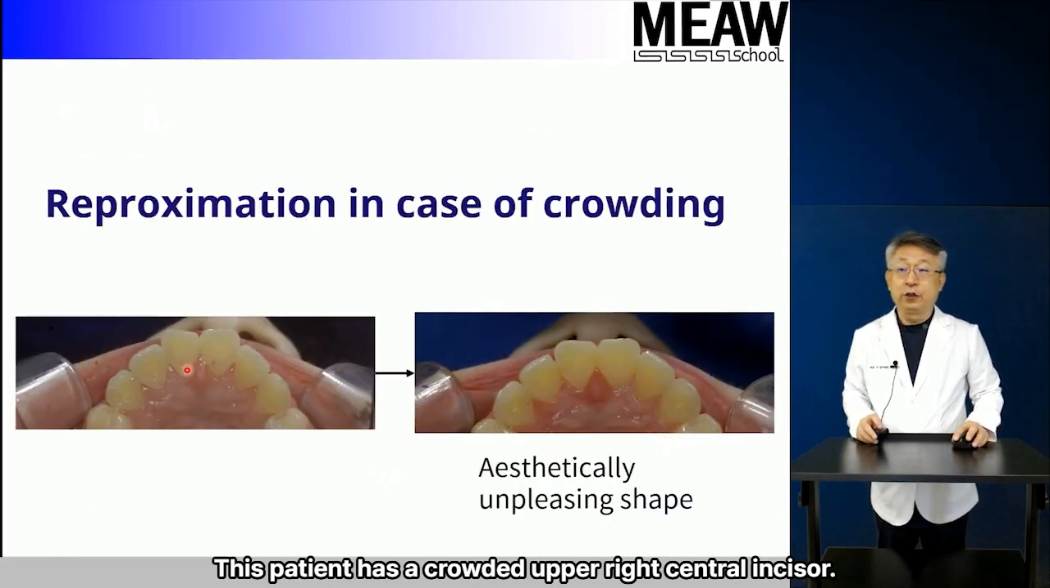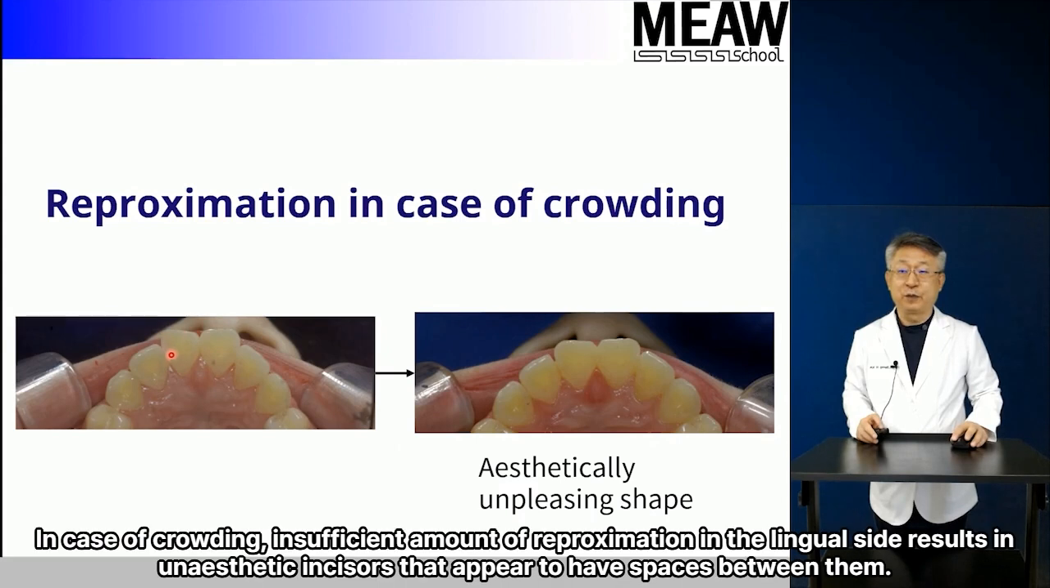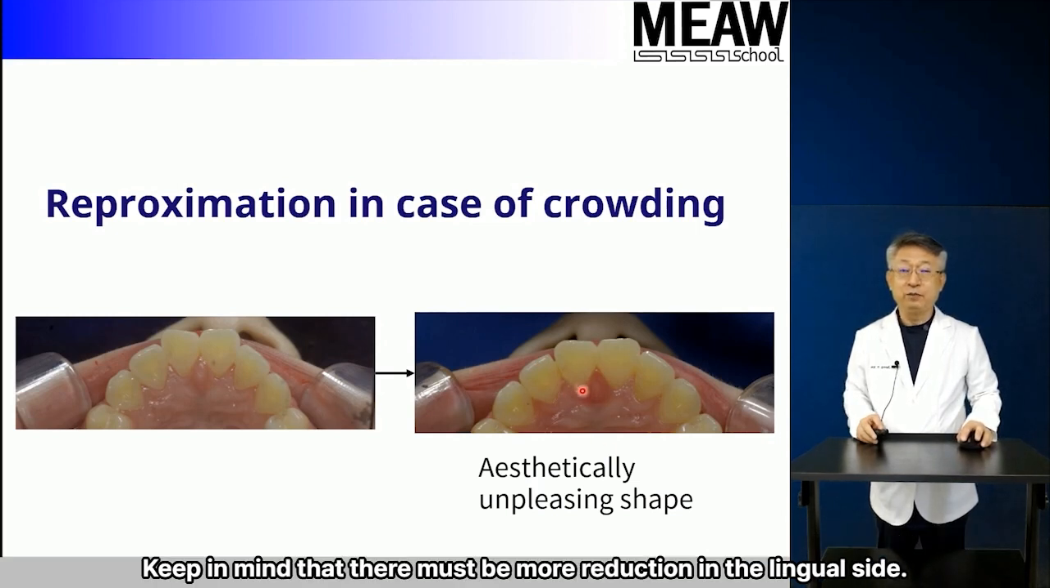This patient has a crowded upper right central incisor. In case of crowding, insufficient amount of reproximation in the lingual side results in unesthetic incisors that appear to have spaces between them. Keep in mind that there must be more reduction in the lingual side.